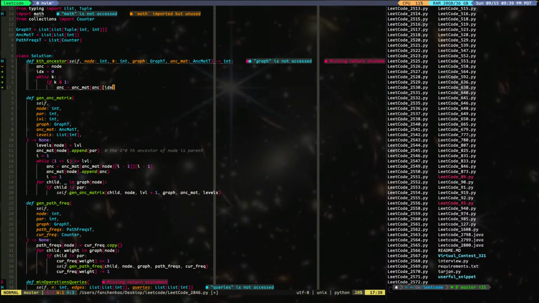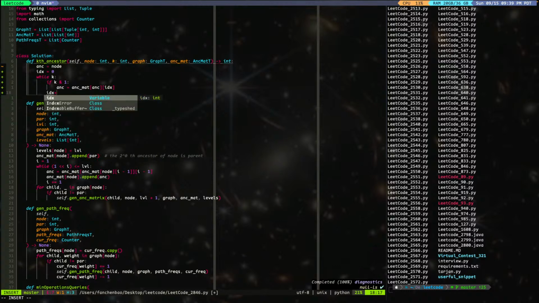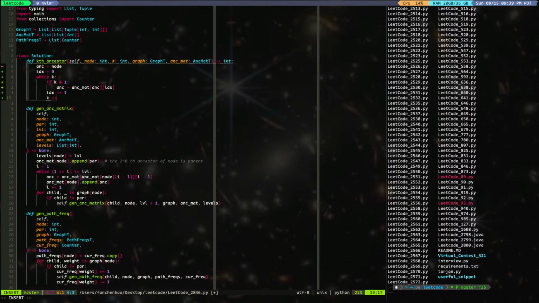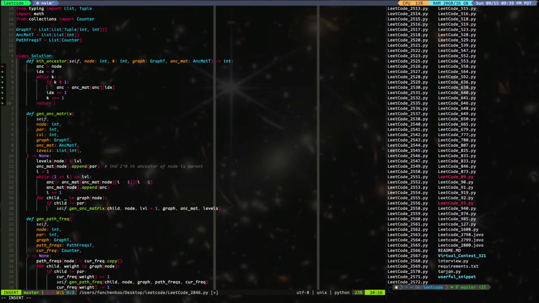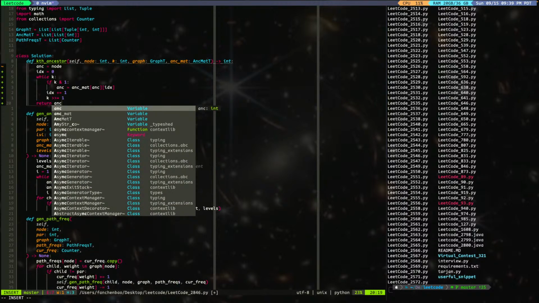So we have ancestor. We just shift its ancestor to a current index, right? And then after that, we can say index plus plus, k right shift 1. Keep going, and eventually we can return ancestor, right? At the end we just return ancestor.